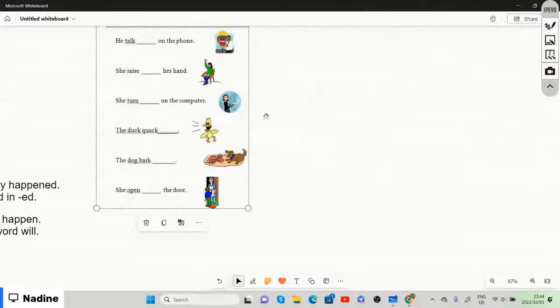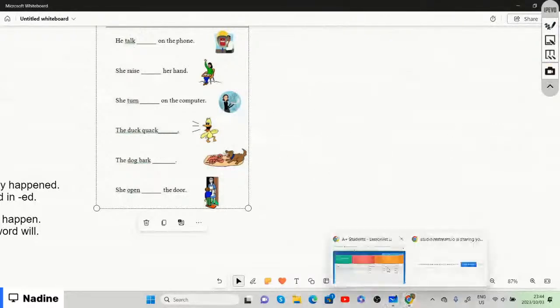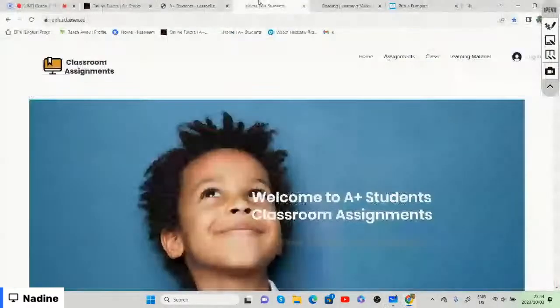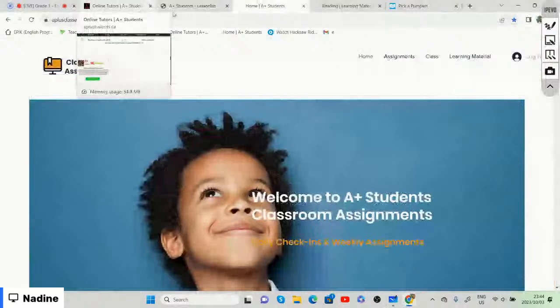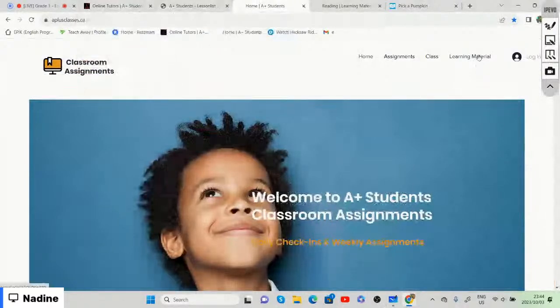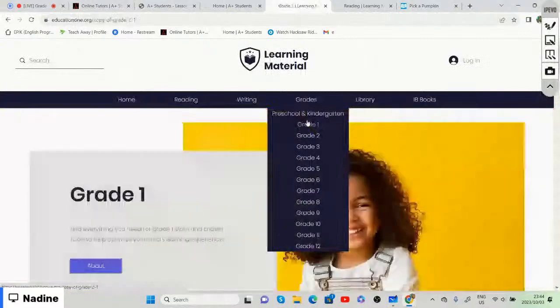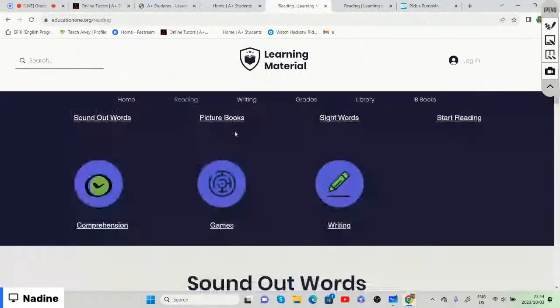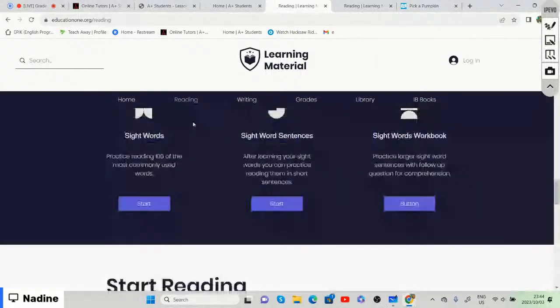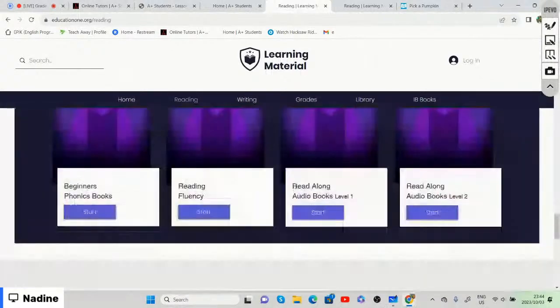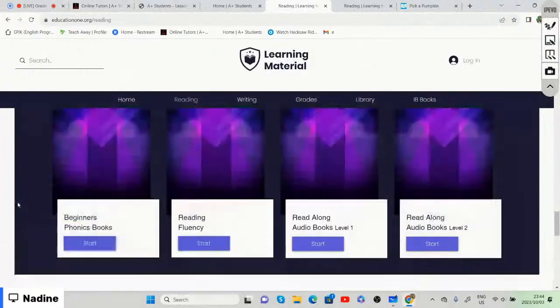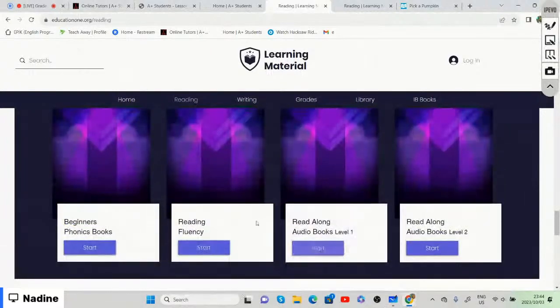All right, so before we end our lesson, right, let's go to aplusclasses.ca. So aplusclasses.ca. We're going to learning materials. We're going to select grade 1, reading, and we're going to scroll down all the way until we get the 4 beautiful purple boxes. Then we're going to select the third box that says read along audiobooks level 1. And we're going to click on start.